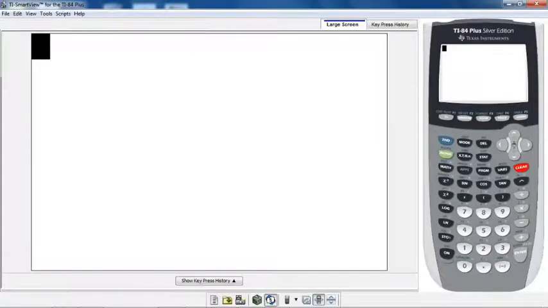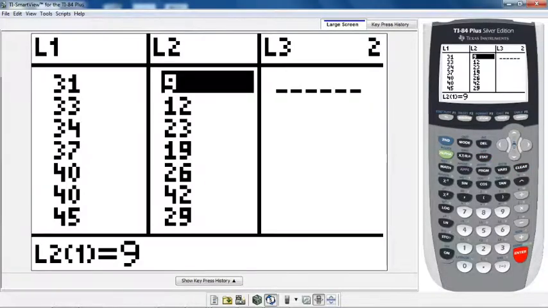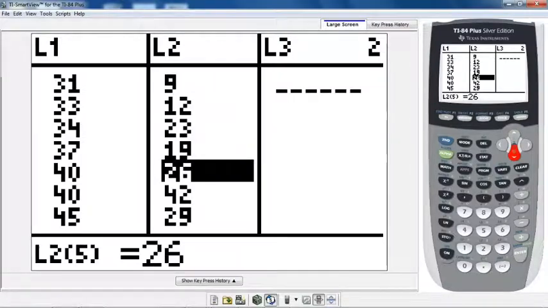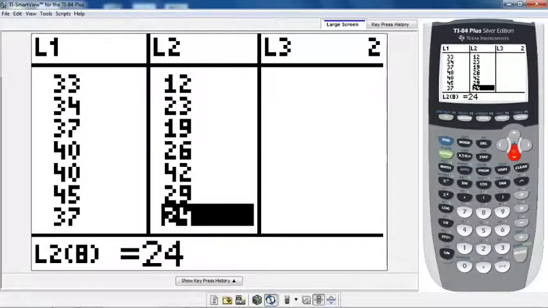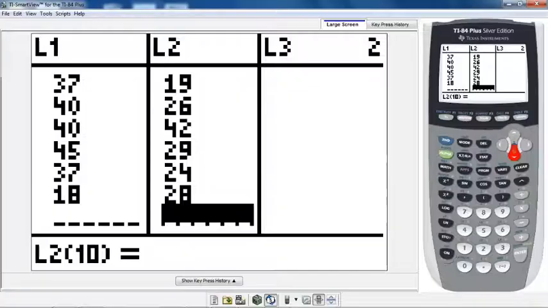So I go to Stat and Edit, and I've already got mine entered, L1 and L2. Should be 9 total entries for each one, if I did it correctly. So enter these into your calculator like so. If you haven't yet and you don't know how to do this, there is a guide in the back of the book also.